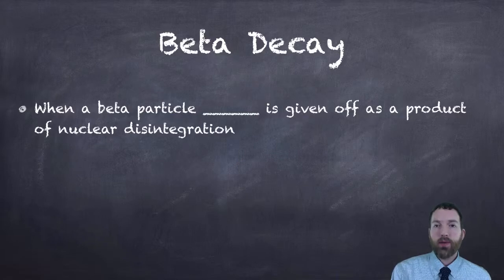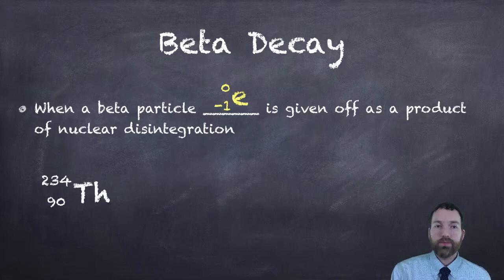So this is when a beta particle is given off as a product of nuclear disintegration. And a beta particle, you can look on Table O, looks like this. So a beta particle is an electron. Electrons, of course, have no mass, so it has a 0 up here, and it has a unit of negative charge, so it's going to cancel out any protons, so it has an atomic number of -1.